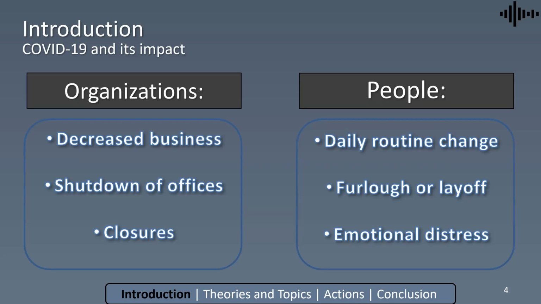For the people, their daily routine has been changed. They work at home and can no longer participate in their normal day-to-day activities. An unemployment rate of 14.7% was reported in April, which is the highest in the 21st century in the US. Also, according to research done by the Kaiser Family Foundation in July, 53% of adult Americans feel their mental health had been negatively impacted by the pandemic.